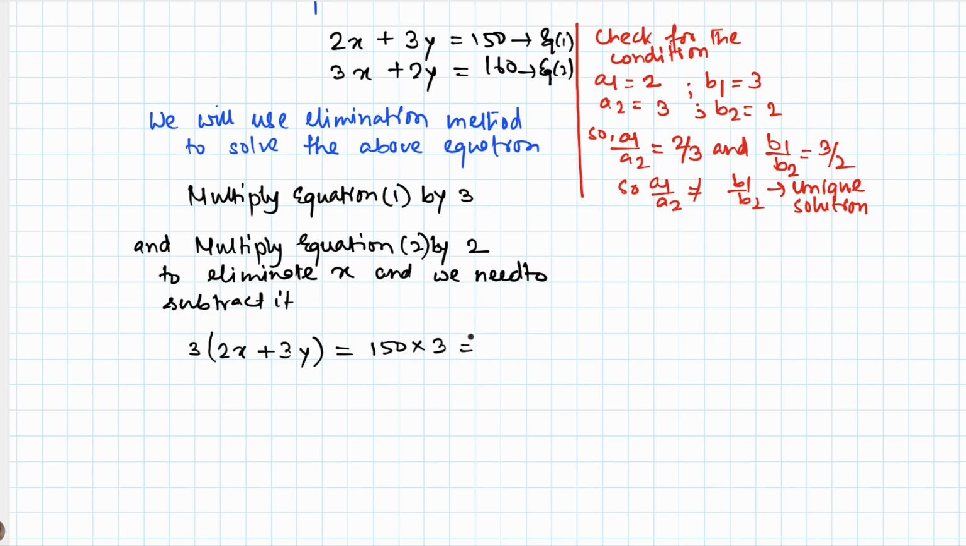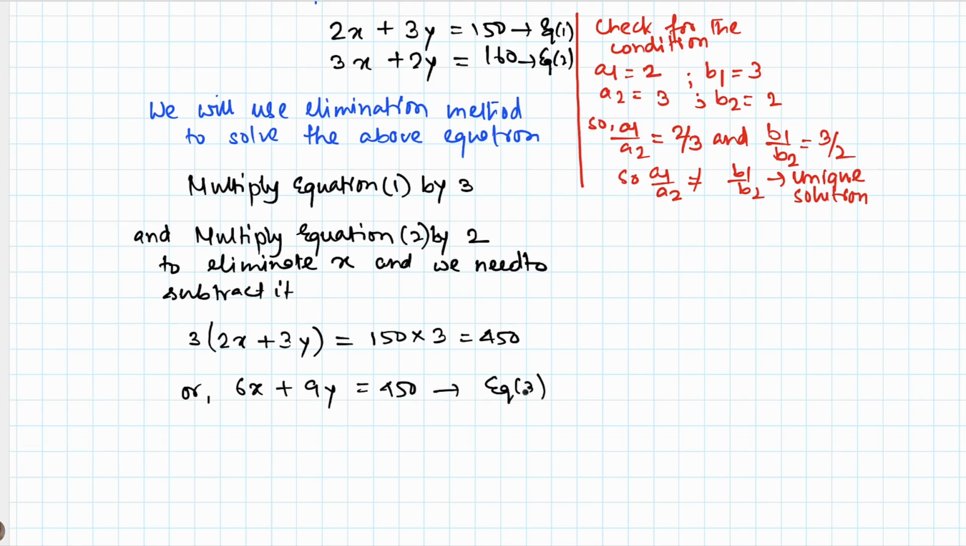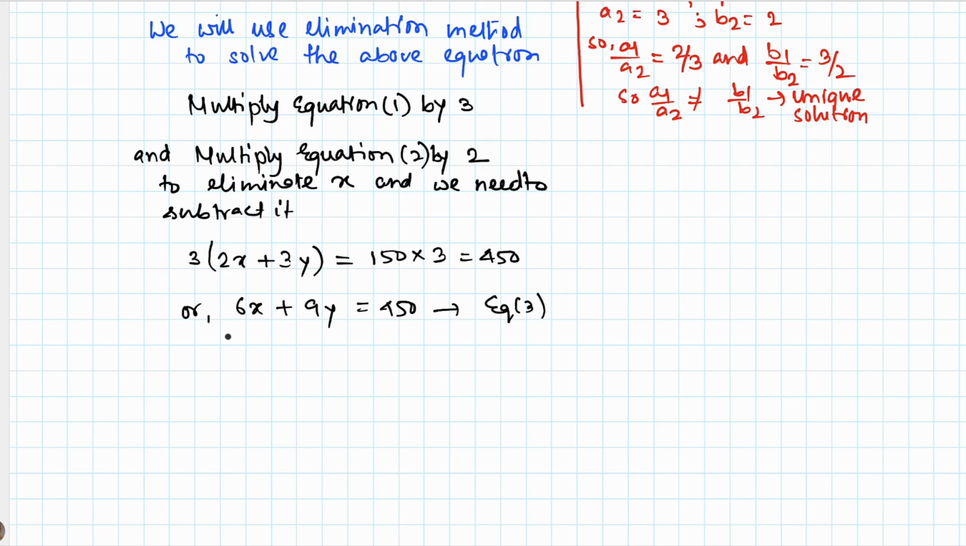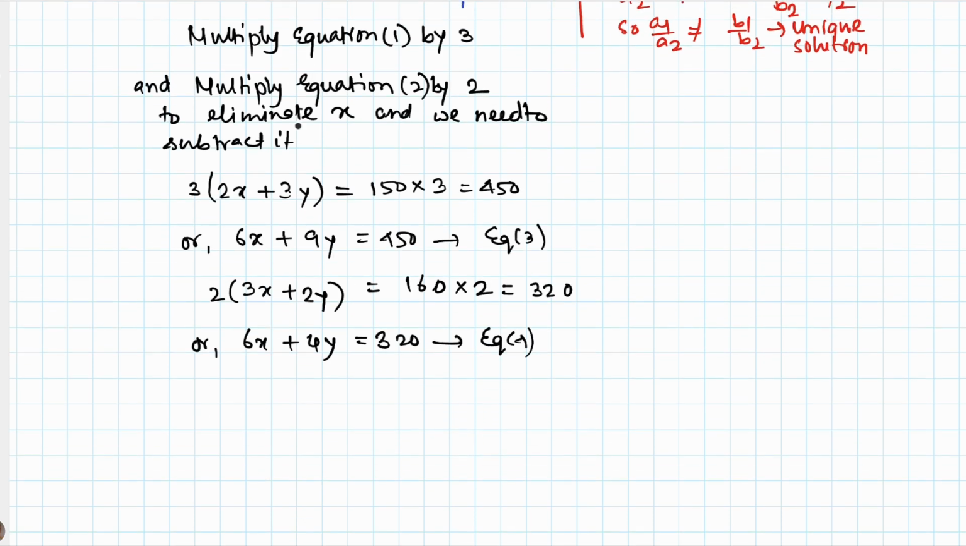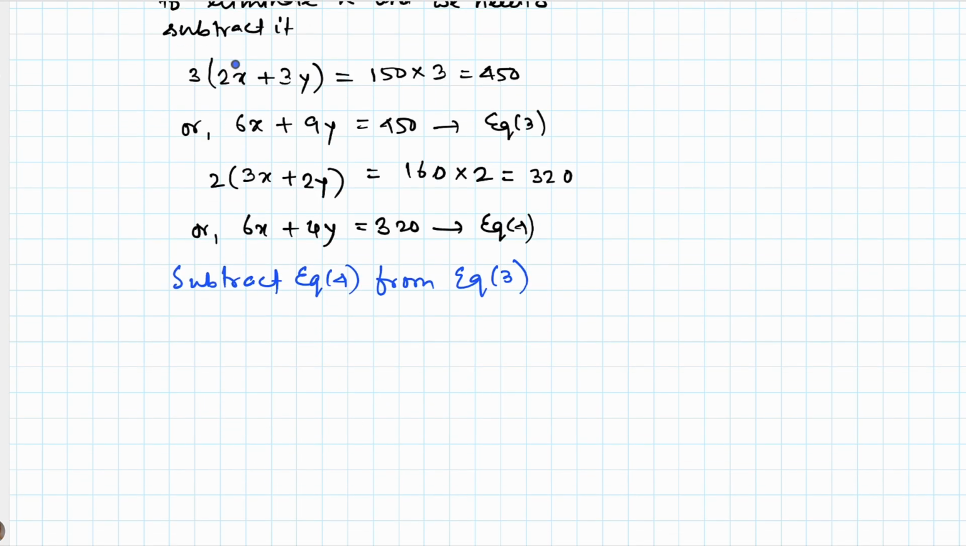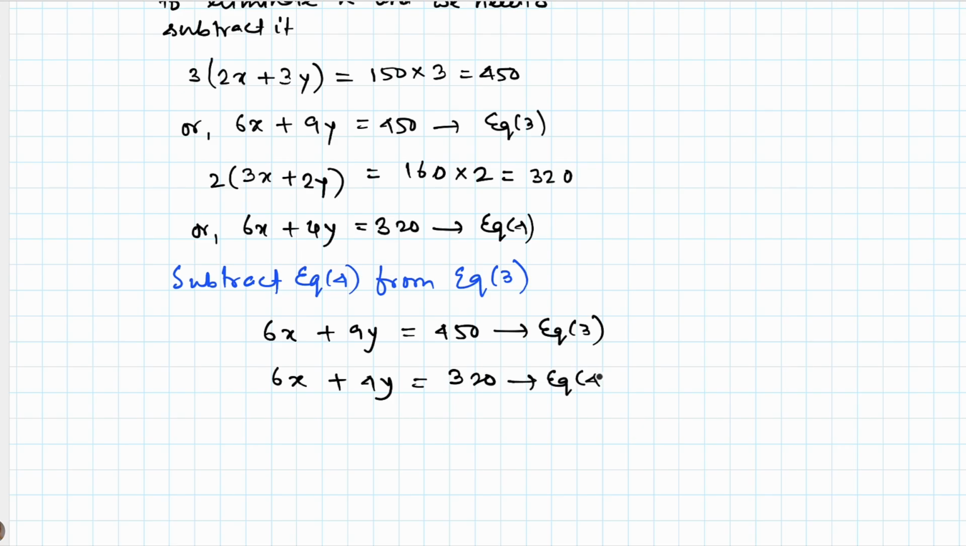So 3 times 2x plus 3y equal to 150 into 3, that's 450. So 6x plus 9y is equal to 450, equation 3. Similarly, we'll get the second equation as 2 into 3 times x plus 2 times y equal to 160 into 2, which gives us 320, or 6x plus 4y equal to 320, which is equation 4. Now we'll subtract equation 4 from equation 3. So we have 6x plus 9y equal to 450, equation 3, and 6x plus 4y equal to 320, which is equation 4.